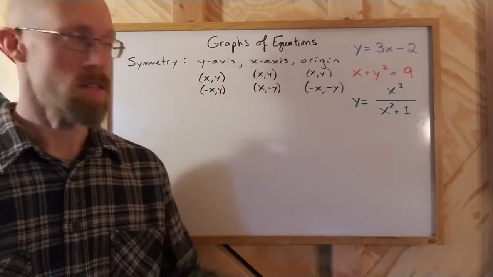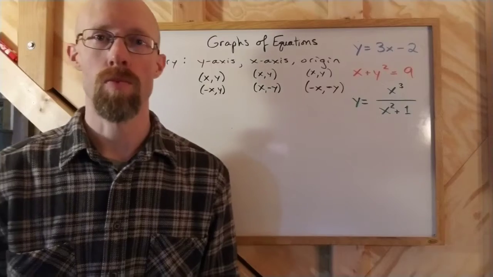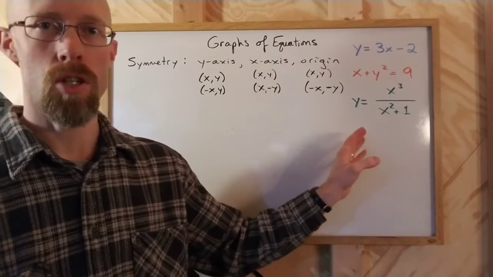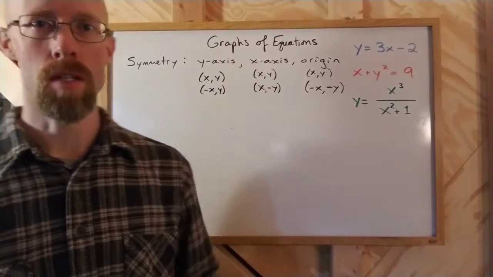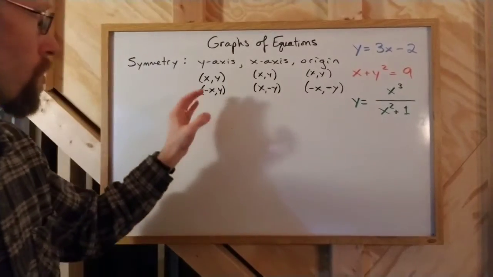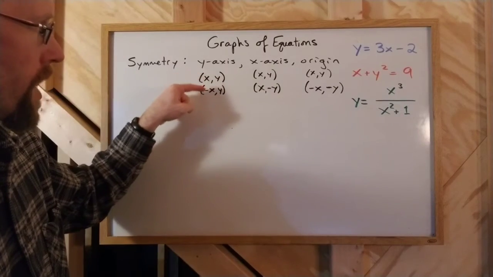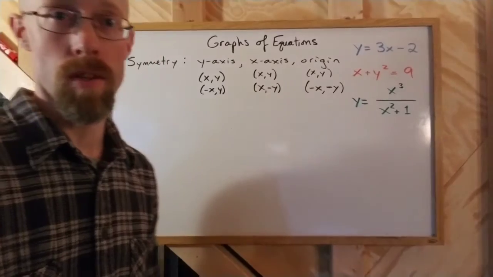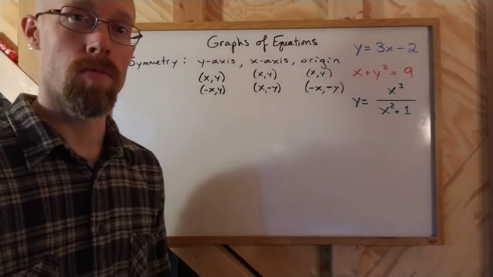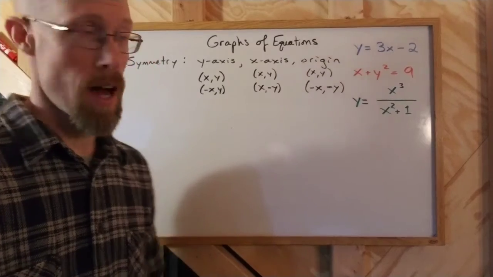All right, in this last example, I have y equals x cubed over x squared plus 1. Again, we're just going to check for symmetry, each of the three types of symmetry in this equation. So we'll start off with the y-axis. And with y-axis symmetry, remember we replace x with negative x and see if the equation changes. If it doesn't change after simplifying, then it has y-axis symmetry. And if it does change, then it does not.